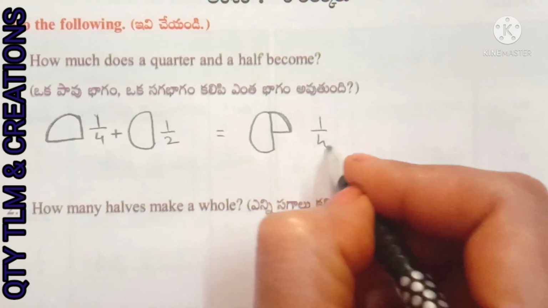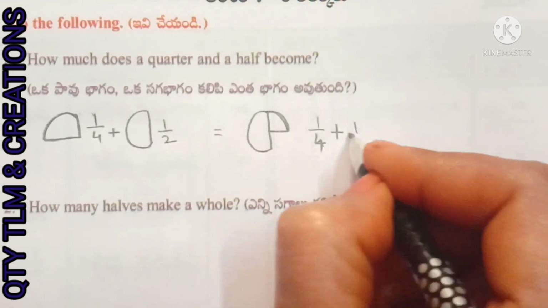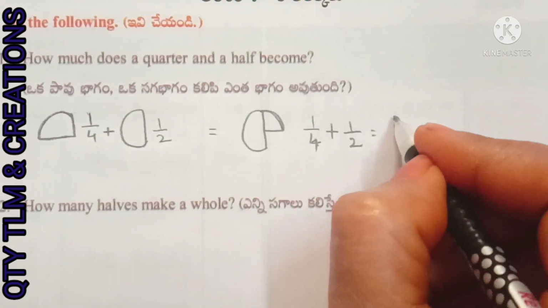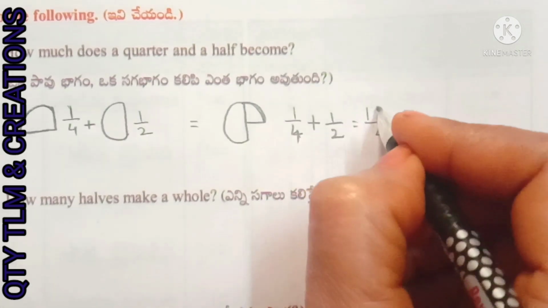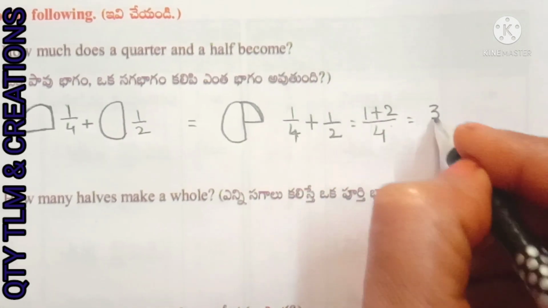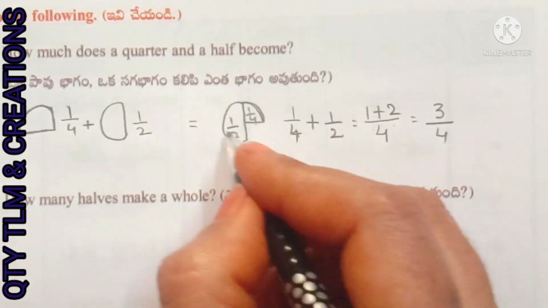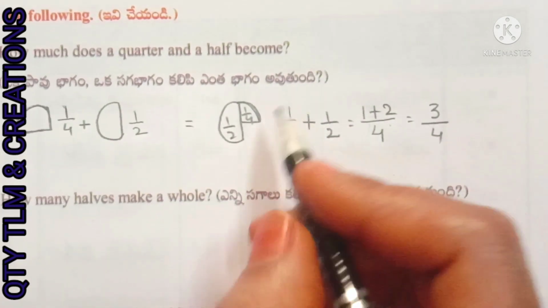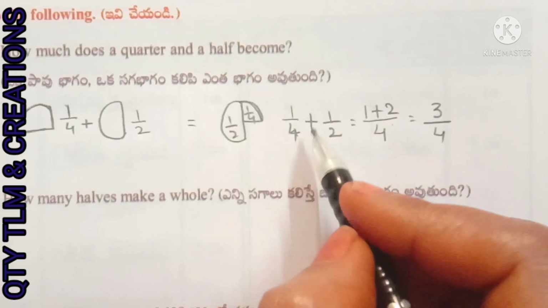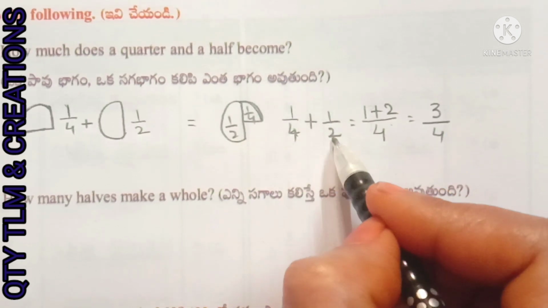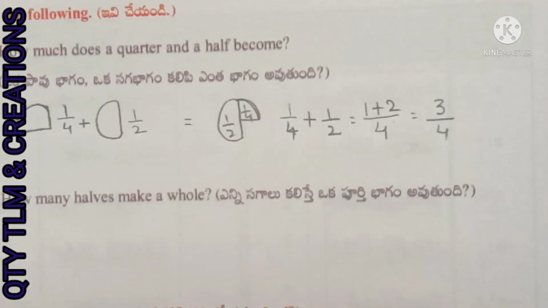that means 1 by 4 plus 1 by 2, that equals 4. 1 plus 2 that is equal to 3 by 4. 1 by 2 plus 1 by 4 is equal to 3 by 4. That means 1 quarter and 1 half become 3 by 4th.